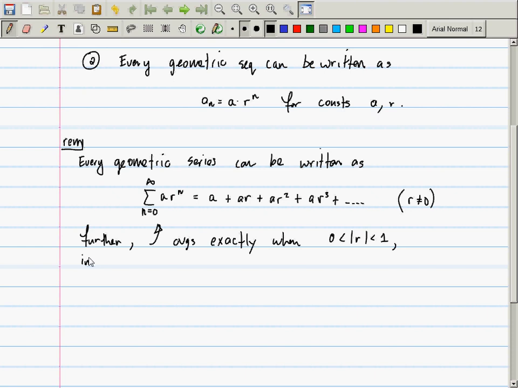In this case, it converges to the following. The sum from n is 0 to infinity of ar to the n is... who remembers? Not 2. I gave you a particular example where it was 2. So what is it? Yes, a over 1 minus r. Fantastic. Does everybody remember this situation we found ourselves in?